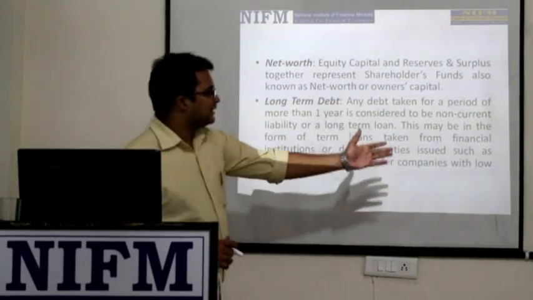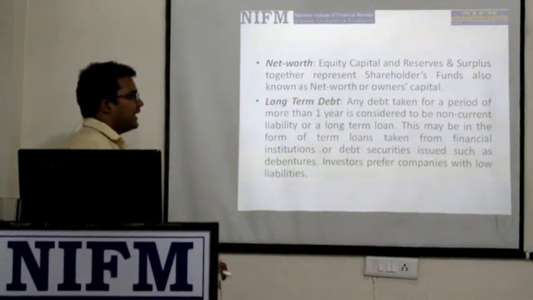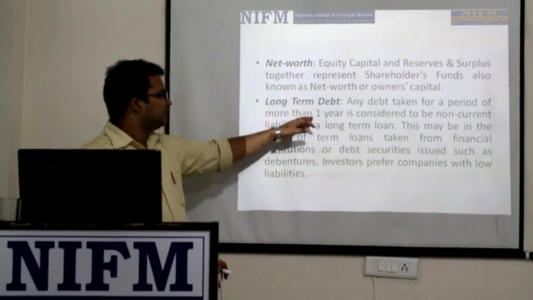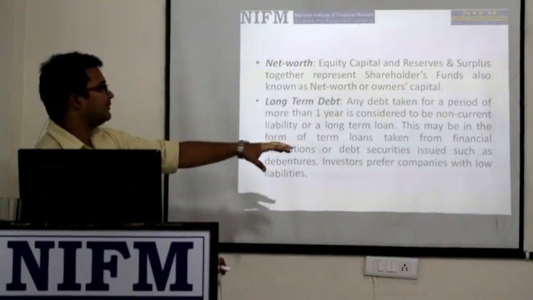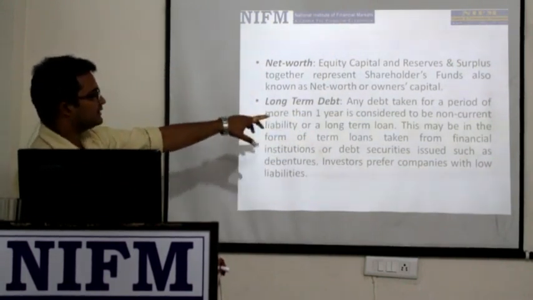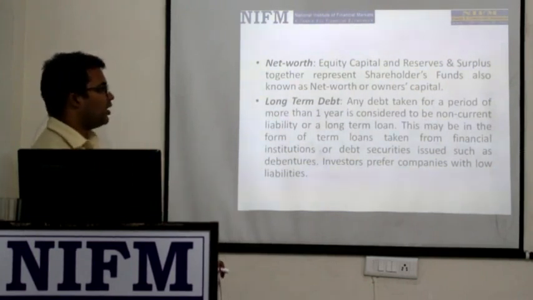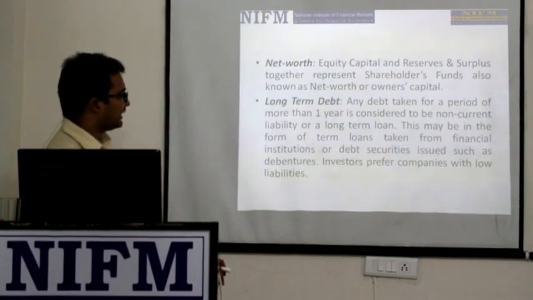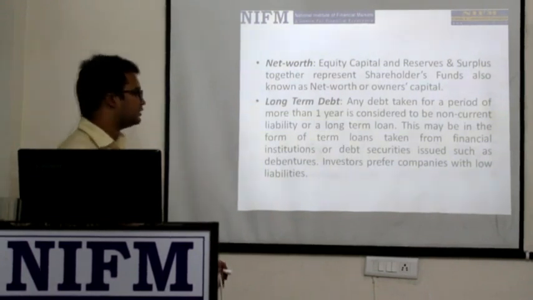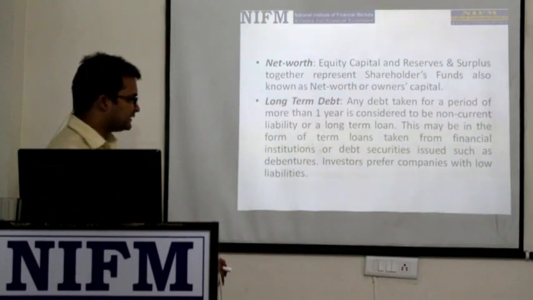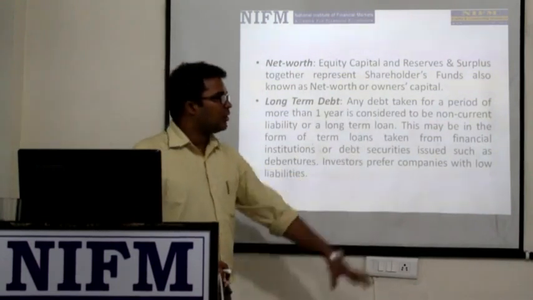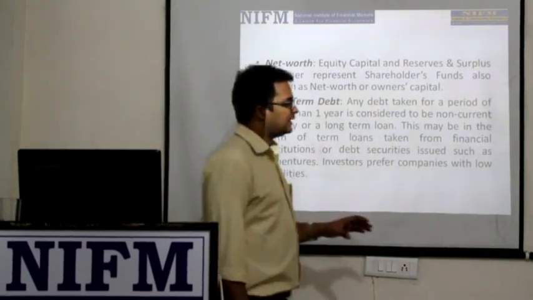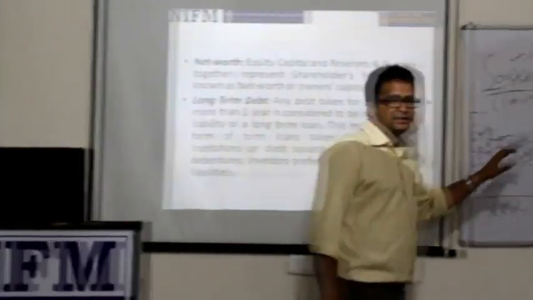So as I mentioned there, long-term debt is any debt taken for a period of more than 1 year. If it is less than 1 year, that becomes a current liability. If it is more than 1 year, it is considered a non-current liability or long-term loan. This may be in the form of a term loan taken from a financial institution or a debt security issued, such as debentures. Investors prefer companies with low long-term debt, because such companies have to pay less interest.